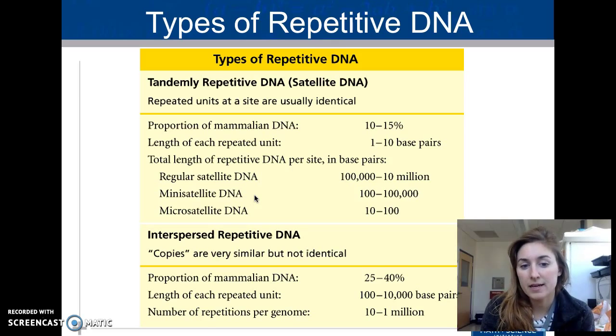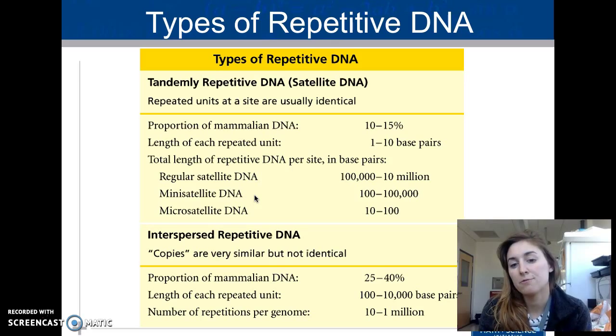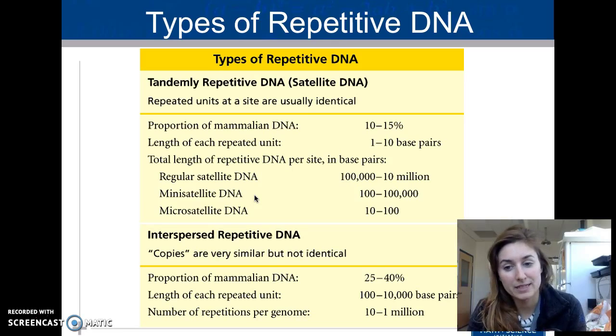Interspersed repetitive DNA are copies that are very similar but not identical. They still code for the same stuff. That's about 25 to 40%. So on average, 50% of our DNA is non-coding DNA. It's just repetitive DNA that is there. They definitely have a purpose. They just don't know what that is yet.